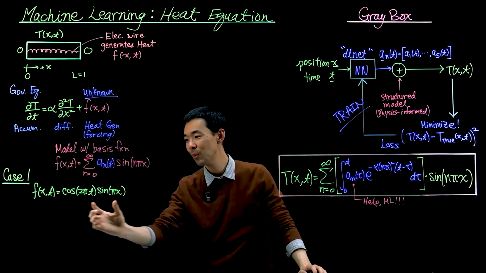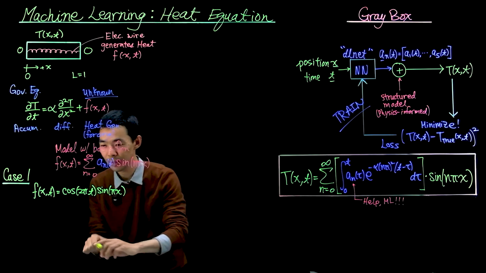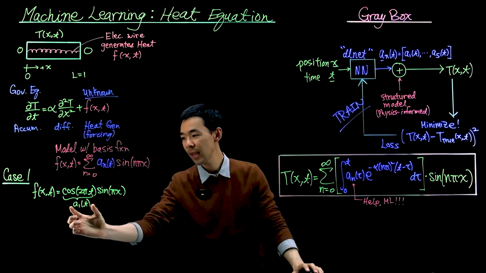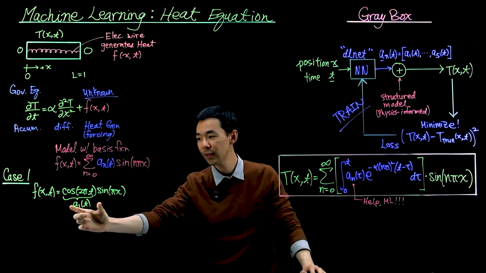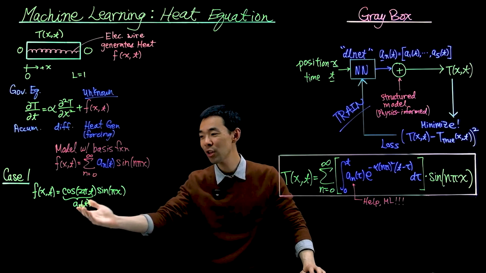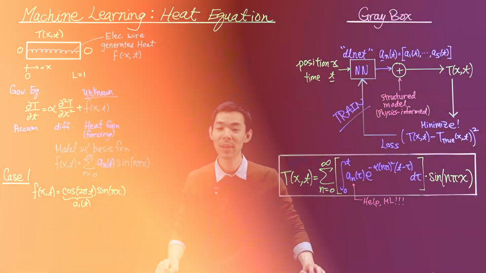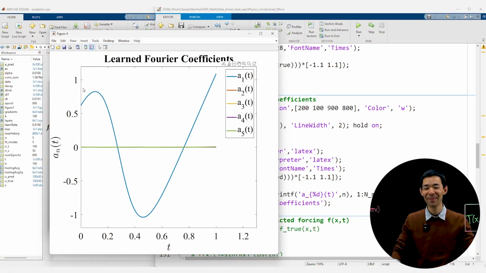Okay, so now let's look a little bit more carefully. In this case 1, the coefficient is right here. This is A1, because that's A1 sine of 1 pi x. Therefore, this A1 under the hood should be cosine of 2 pi t. So now if you go back to the figure here, you can see that the initial part is a little bit off, but more or less, this oscillation looks a little bit like cosine. And you can see that at the end, it's a little bit off.